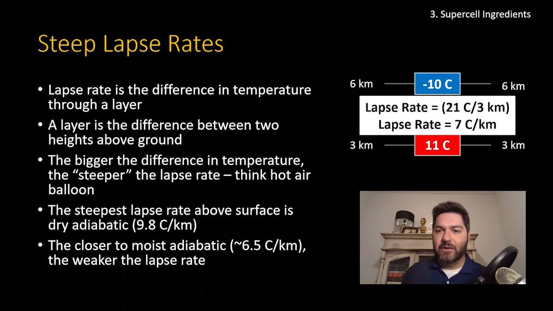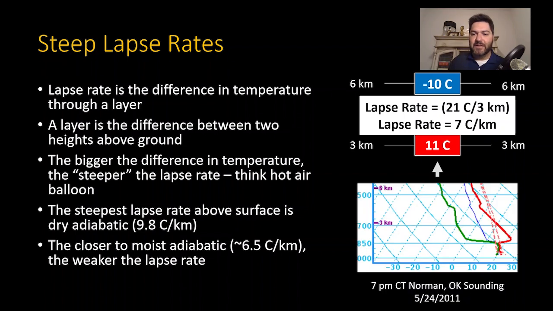In this case, we can calculate the lapse rate by noting the difference between the top level, 6 kilometers, and the bottom level, 3 kilometers. So this difference in temperature is 21 Celsius over 3 kilometers. So 21 Celsius divided by 3 kilometers is 7 Celsius per kilometer. So the lapse rate is 7 Celsius per kilometer. And this is actually the lapse rate that was seen on the Norman, Oklahoma sounding released at 7 p.m. on May 24th, 2011, during a violent tornado outbreak. Now you can see there where that is highlighted, the 3 to 6 kilometer layer.